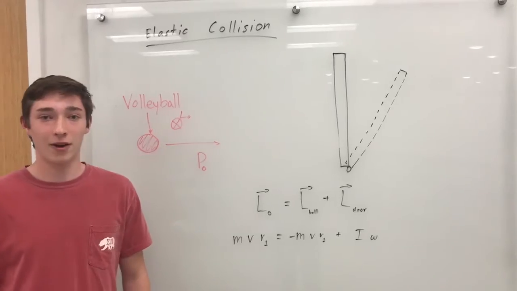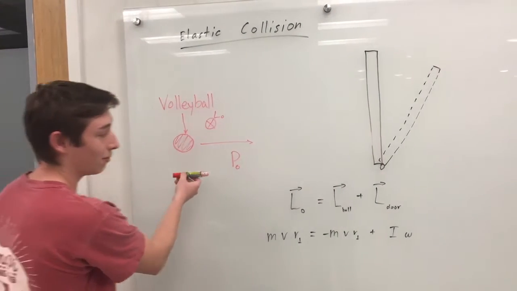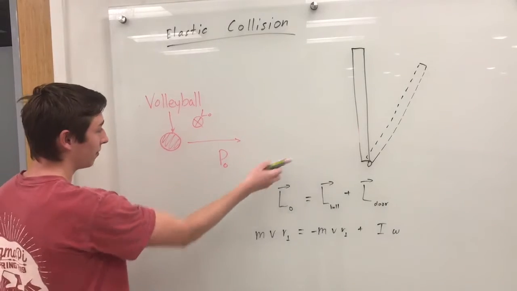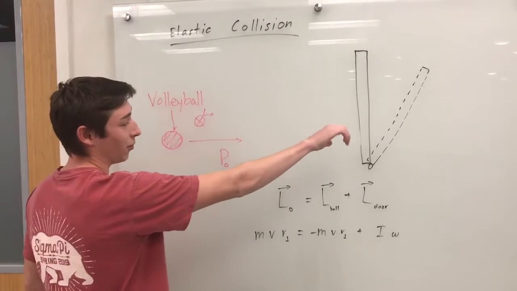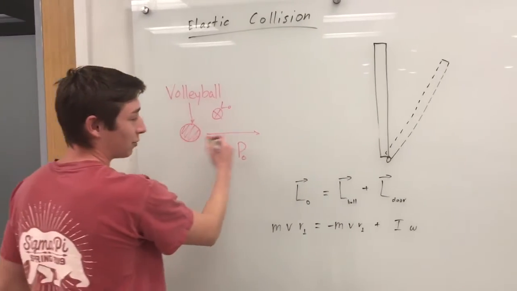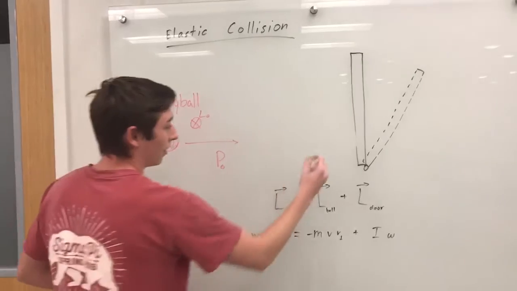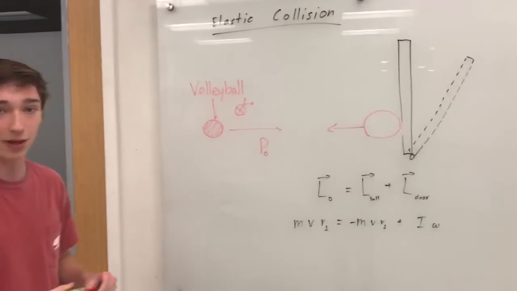So looking first at our elastic collision, we know we have a volleyball with an initial momentum, P naught, in this direction, and an initial L naught angular momentum into the board as deduced using our right-hand rule. So as the ball travels this way with a positive velocity, it'll make contact with the door, elastically collide, and shoot off in this direction.